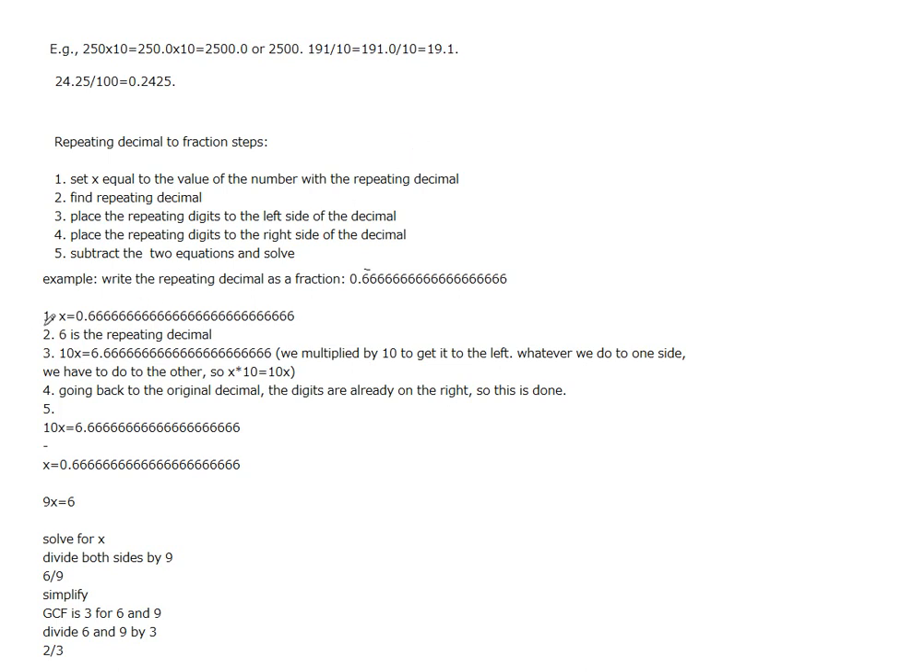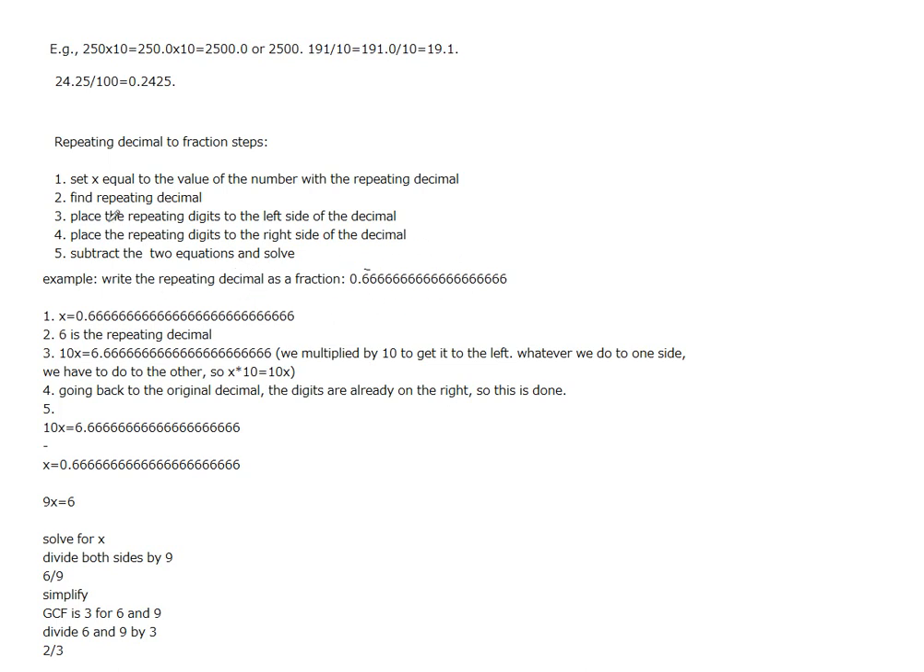So, example, write the repeating decimal as a fraction. So we have 0.666666 here. First off, set x equal to the value of the number with the repeating decimal. Yep, that's what we did. So x equals 0.66, so on. So 6 is the repeating decimal. If you notice, right here, this is where the 6 is, and after it's just nothing but 6, so that's where the decimal starts to repeat.